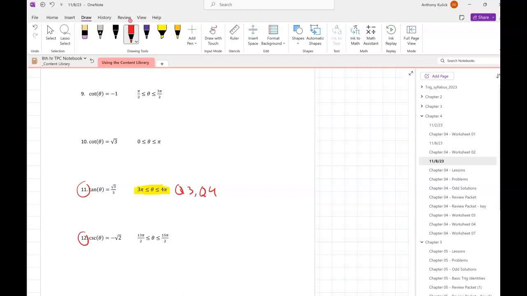So now we need to figure out, okay, I know I'm only looking in quadrants 3 and 4. What do I need to be looking for? So this is a tangent problem. On the unit circle, how do we find tangent? Y over X. So we know y over x is equal to root 3 over 3. So we might suspect, okay, well, I'm just going to look for the place where the y coordinate is square root of 3 and the x coordinate is positive 3. Let's go look.